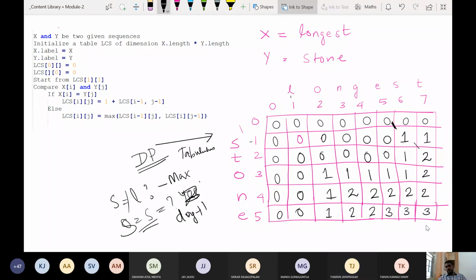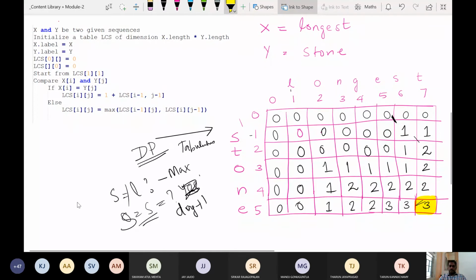Whatever value you get in the last cell will be the length of the longest common subsequence. So what did you get in the last cell? You got 3 in the last cell, and 3 is the answer for this question. 3 is the length of the longest common subsequence. Now, how will you identify the longest common subsequence?